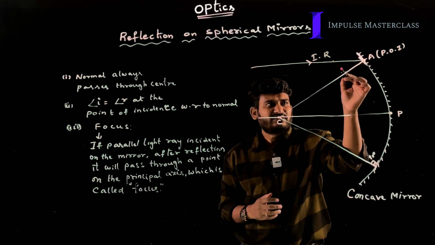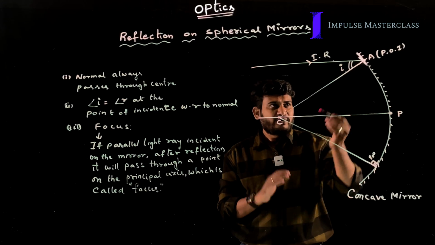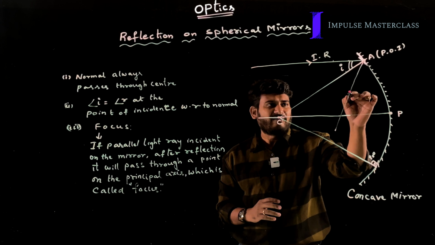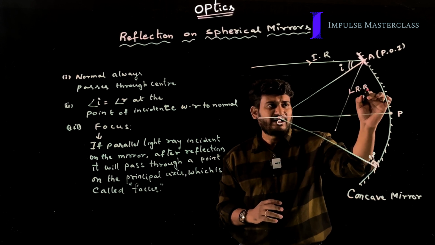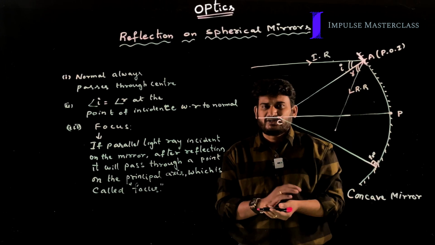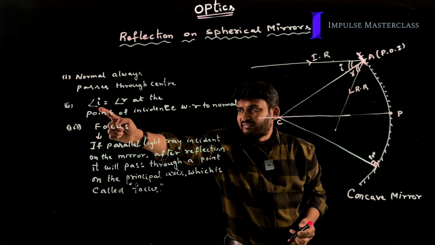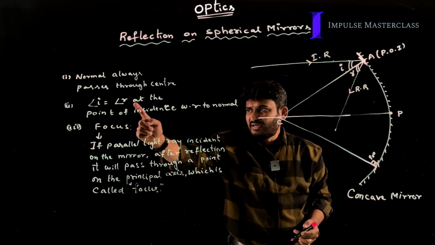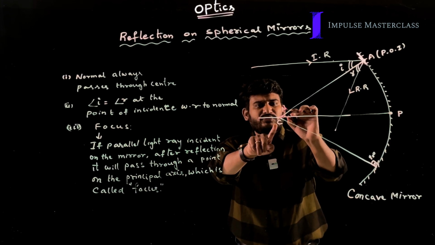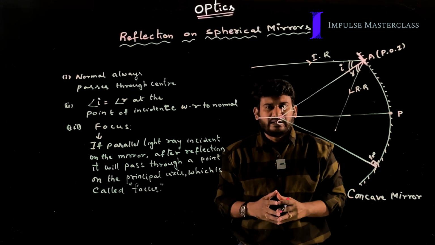This incident ray with the normal, how much angle it makes, that is called the angle of incidence. Here, this is the normal, this is the incident ray, and this one is called the reflected ray. This reflected ray, how much angle it makes with the normal, that is called the angle of reflection. These two angles are equal. That is the second point: angle of incidence equals angle of reflection at the point of incidence with respect to the normal. See here, this is called the normal, students. With respect to the normal, the angle of incidence and angle of reflection are both equal.